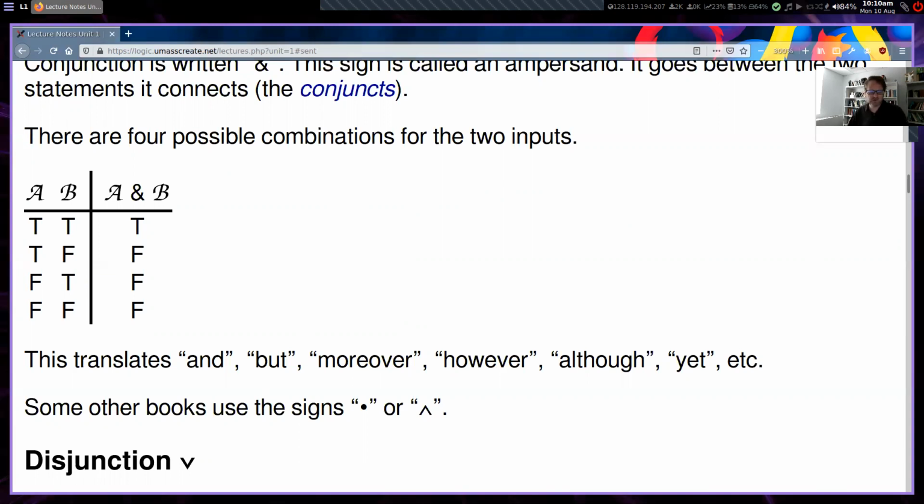So this translates the word and, but also the words but, moreover, however, although, yet. That might seem like and but mean something different, but they actually only differ in connotation, not in exactly what they mean. I'll talk more about that in a week or 2. I don't know exactly where I'll get to it, but we'll talk more about that later on. Some other logic books use different signs for conjunction. Some of them use a dot, some use an upside down V, but we're going to use the ampersand sign that you're already familiar with to represent the notion of and, also called conjunction.